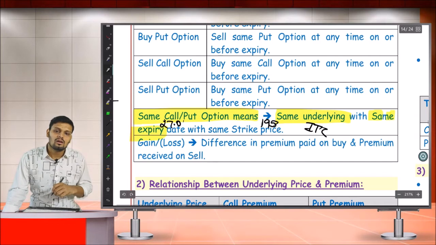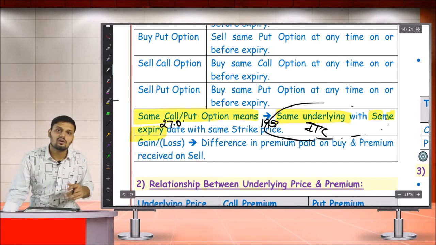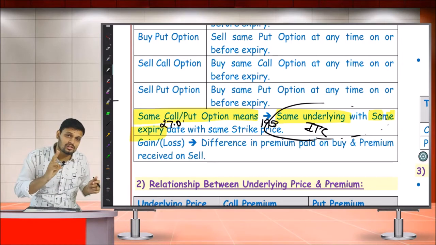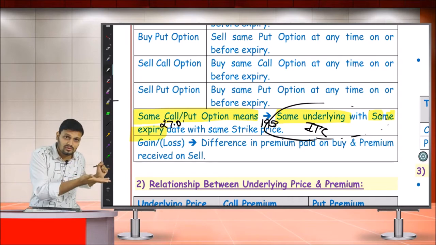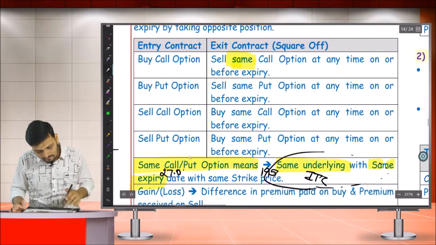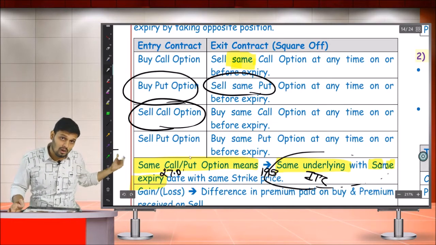right? If you are not abiding by any of these rules and you are going for some other contract, now two positions will be open. One is the buy position which you made earlier, and the other is the sell position which you have recently done. Okay, if you have earlier bought a put option, you'll have to sell the same put option. Sell, you have sold a call option earlier.